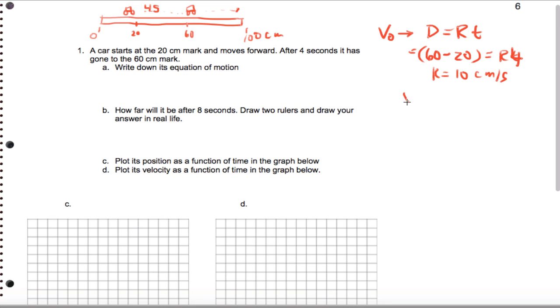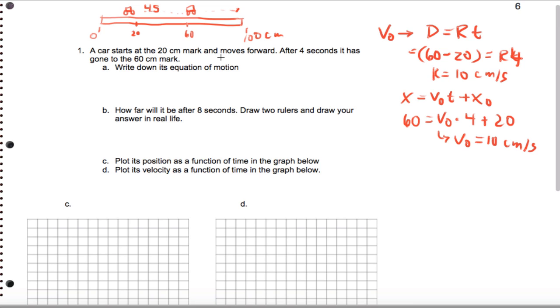Another way to get this is I could say x is v naught t plus x naught. So I have the general physics equation, and then what I want to do is figure out, well, can I actually get the speed from this? So I know I wind up at 60. I don't know my speed. It takes me 4 seconds to get there from a position of 20. And when I isolate v, I'll also get 10 centimeters per second.